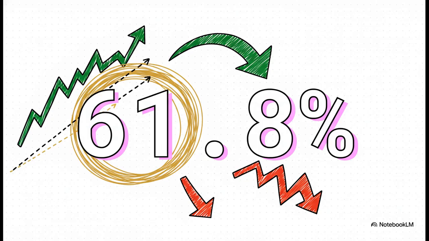And you gotta pay close attention here. If the price bounces at the golden pocket, the trend is considered strong. If it breaks decisively below this level, well, that original upward move is probably over.